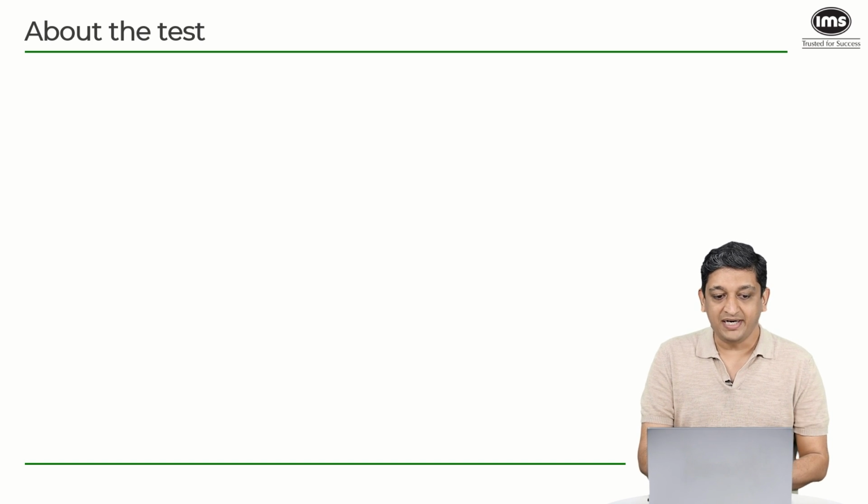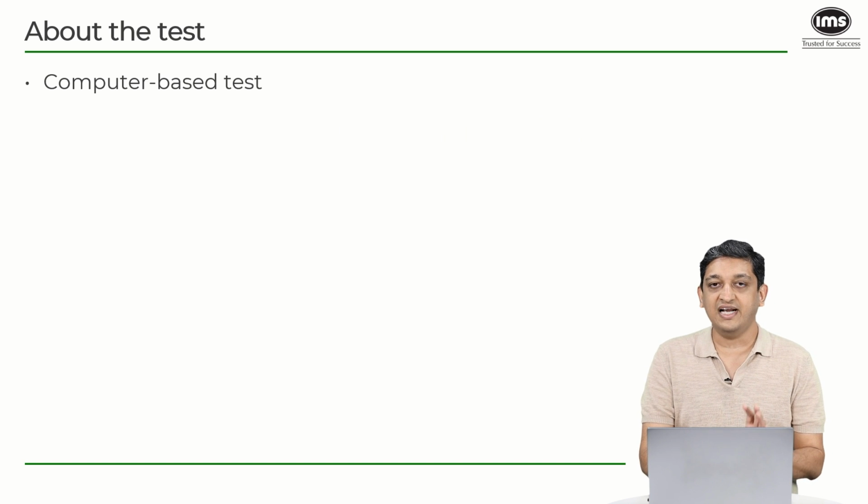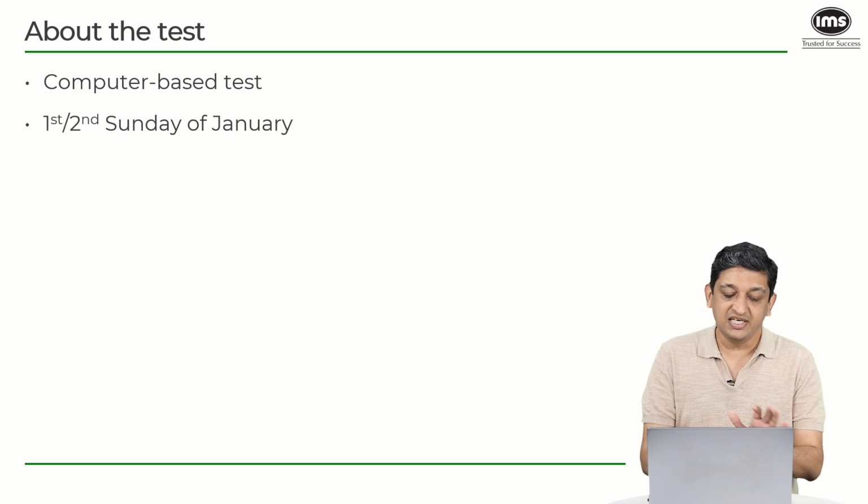Now, if you're looking at the pattern of the test, first we have to understand what the test looks like. It is a computer-based test, meaning that it will happen in a particular slot and everybody who will be appearing for the test will be seeing the same set of questions and will be attempting the same questions. So that's basically how it works.